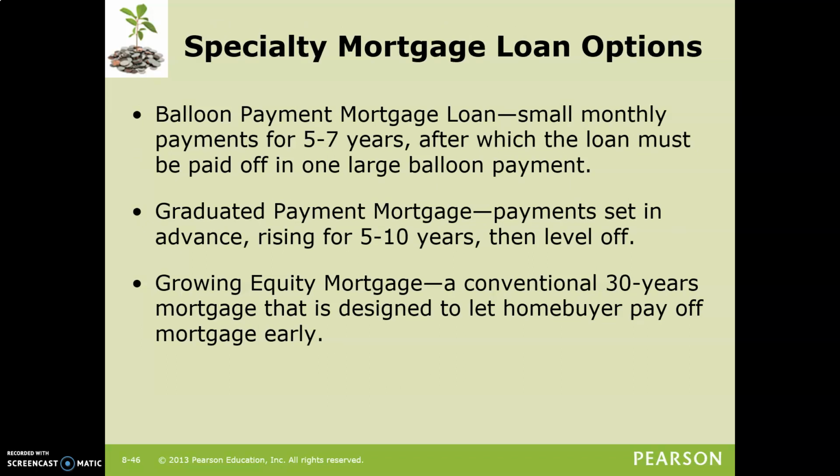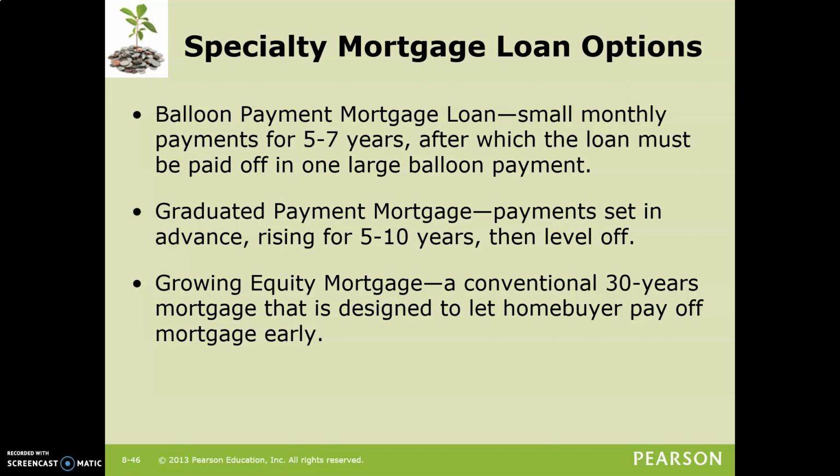Specialty mortgage loan options. You also have the balloon payment mortgage loan. With a balloon payment mortgage loan, you make relatively small monthly payments for several years, generally 5 to 7 years, after which the loan comes due and you must pay it off in one large payment. Exactly how large the initial payments are varies.